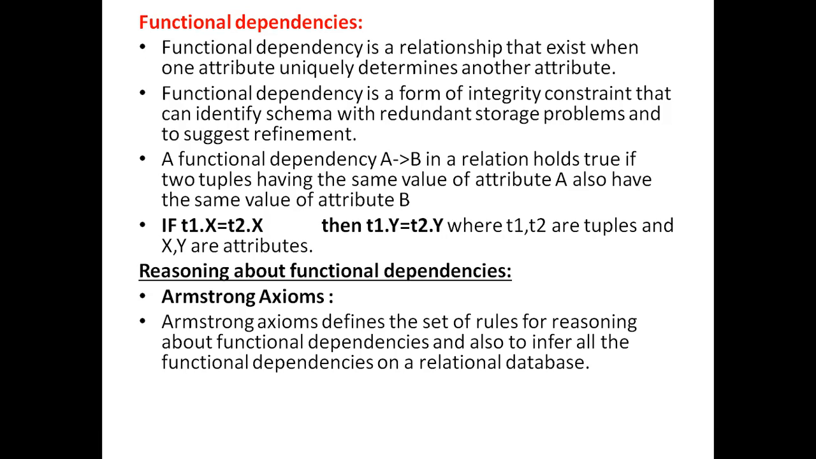So functional dependency is a form of integrity constraint that can identify schemas with redundant storage problems and suggest refinements. If we have duplicate data, then that data is going to be refined with the help of functional dependency. Just now I gave an example: 1 is determining 4, 1 is determining 7, that's not a correct thing. So first the refinement is taken, then we define the functional dependencies. How we define them, we'll see in the next class. We are running short of time now.